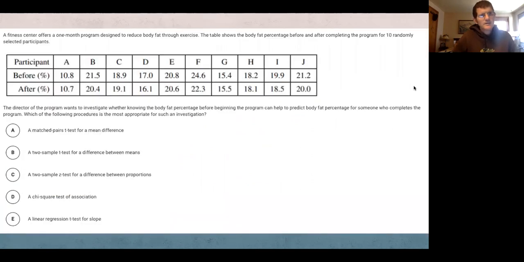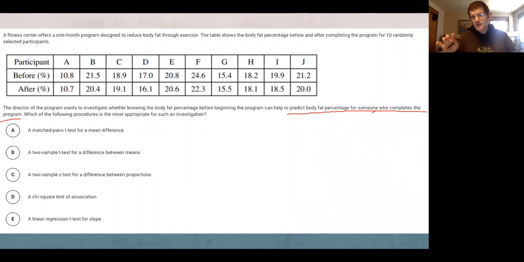Okay, a fitness center offers a 1-month program designed to reduce body fat through exercise. So anyways, we have the data from before and after. The director wants to investigate whether knowing the body fat percentage before beginning the program can help to predict body fat percent for someone who completes the program. Which of the following procedures is the most appropriate for such an investigation? Now, this is one where hopefully you have to think about it a little bit. You don't just automatically jump to an answer.